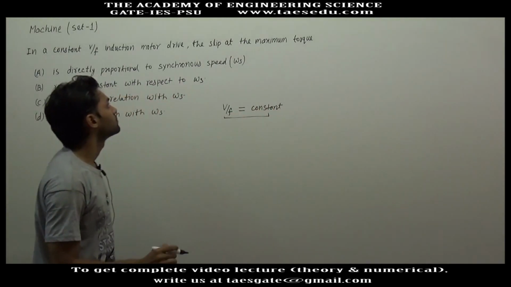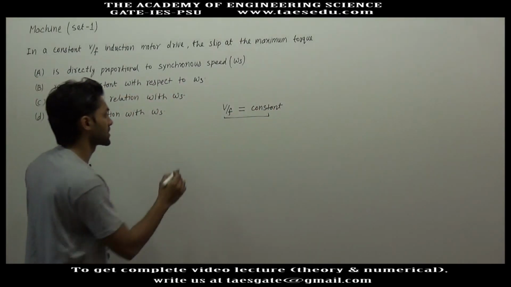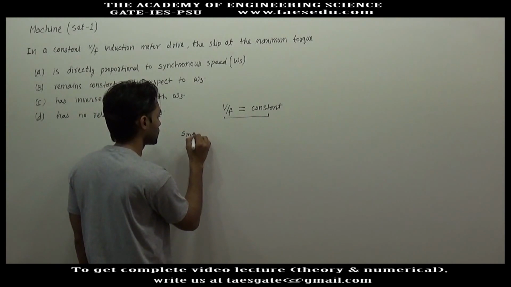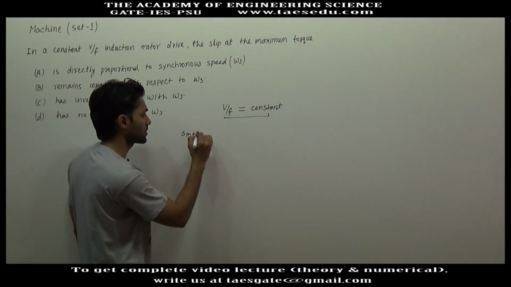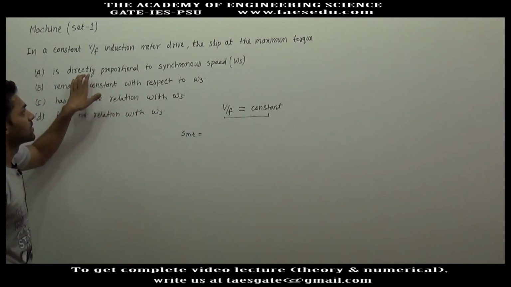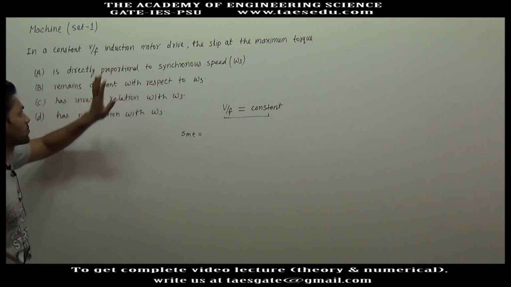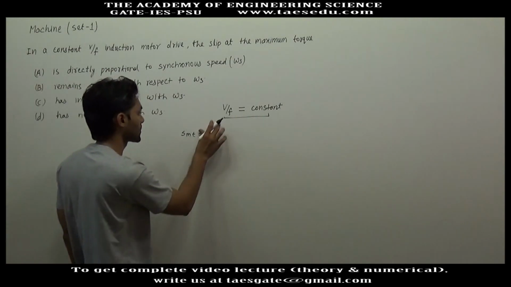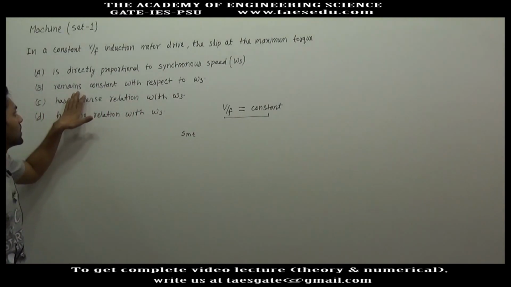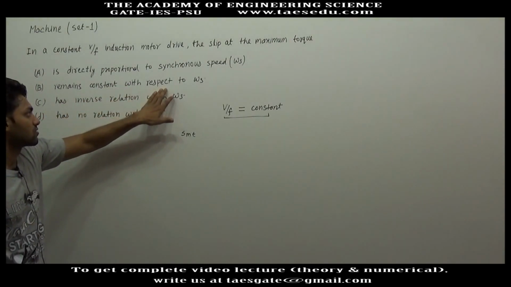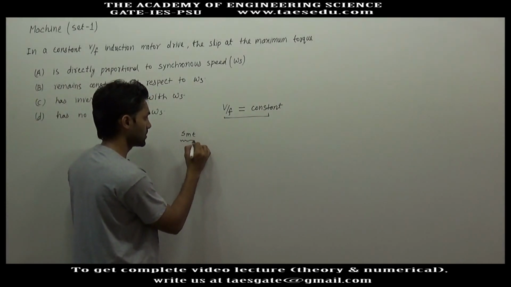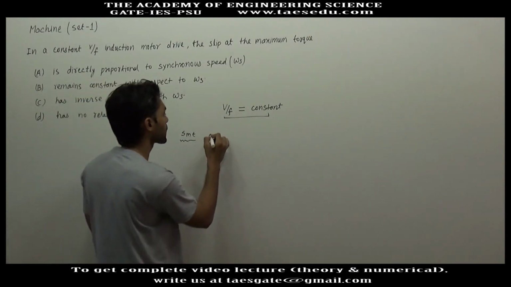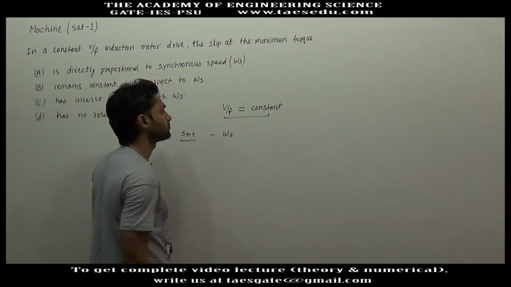So in this method, there are four statements about slip at maximum torque. The first statement is the slip at maximum torque is directly proportional to synchronous speed. The second statement is it remains constant with respect to synchronous speed. Basically, we have to find out the relationship between SMT, slip at maximum torque, and synchronous speed.